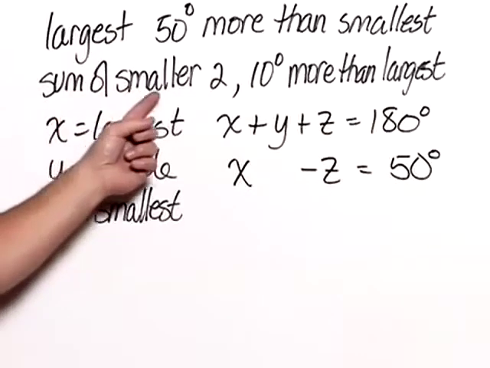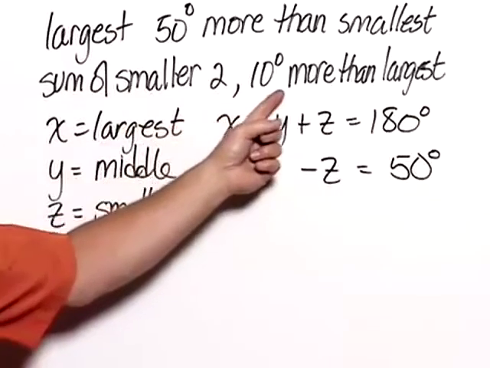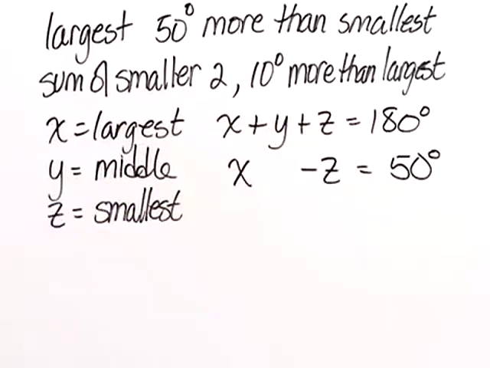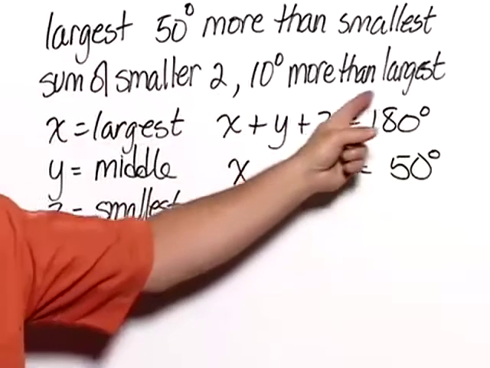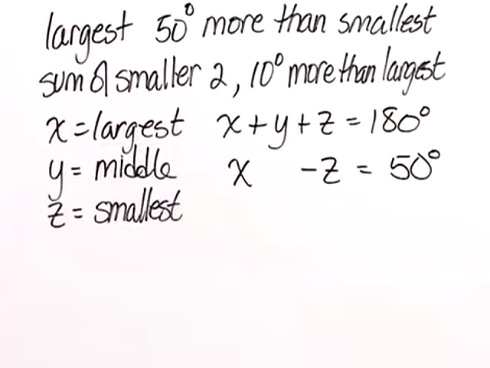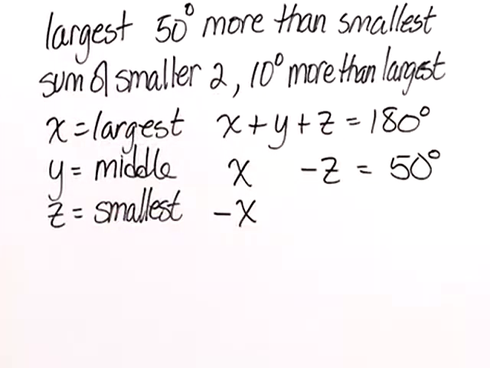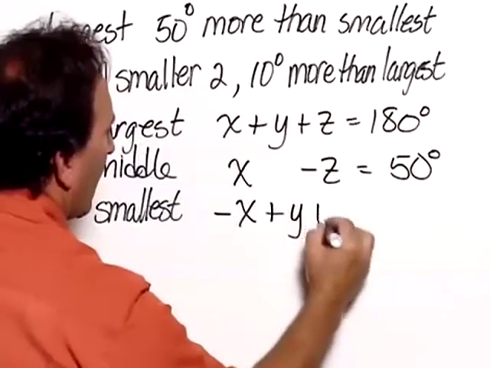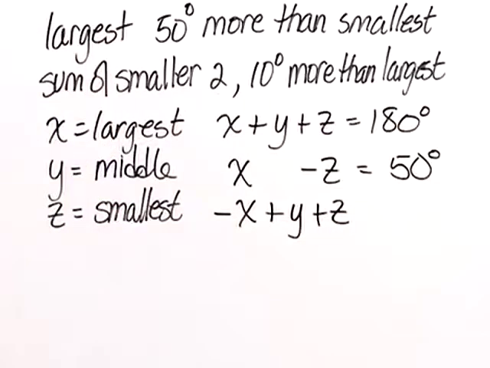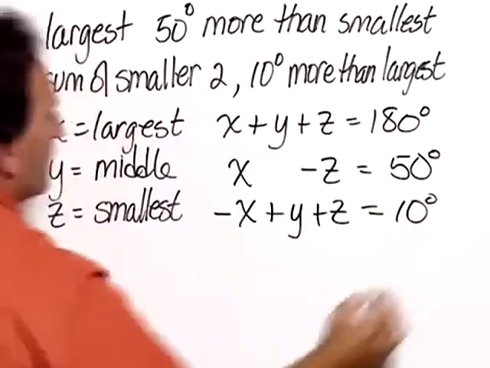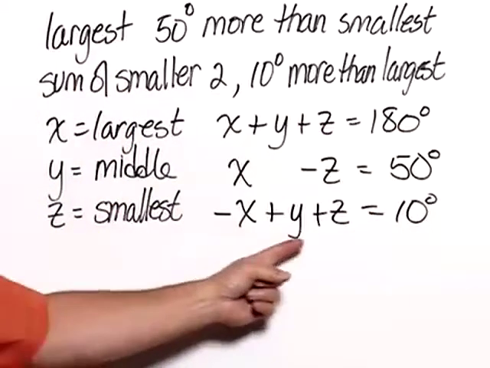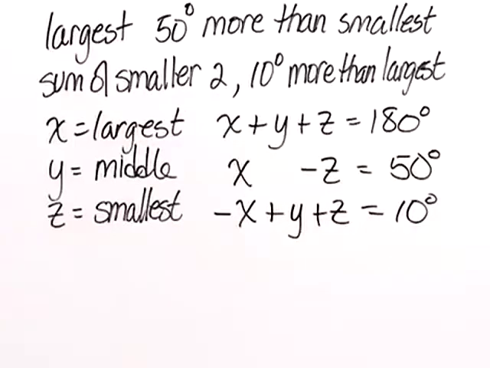For the sum of the smaller two, and it's 10 more than the largest, what that means is that when we add together y plus z, that would equal 10 plus x. But what I'm going to do there is rearrange that and bring the x to the same side as the y and the z. So that this would be that negative x plus y plus z would be equal to 10.